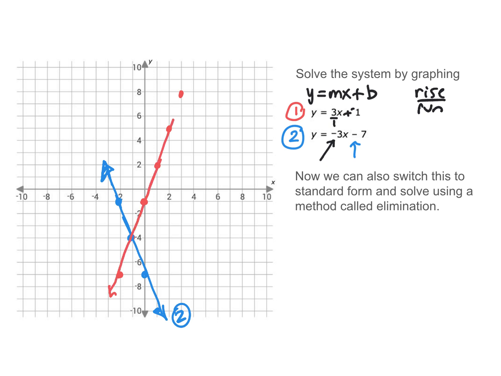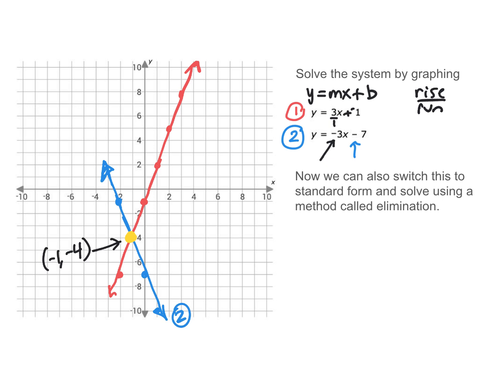And I don't have to be perfect now because I know exactly where that intersection point is that I will put on here and say that that intersection point is -1, -4. So that is where they overlap. That's where both of them will overlap. If we were looking at something with a scenario, that's where they're the same.